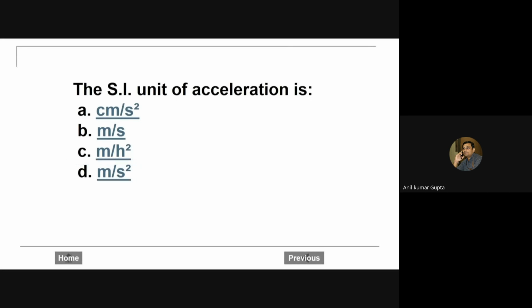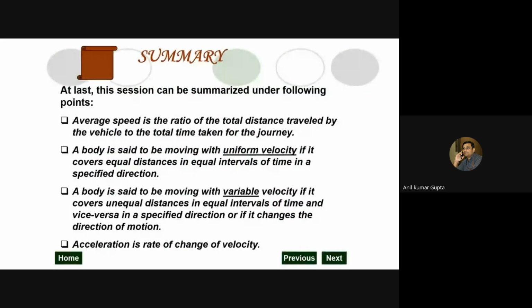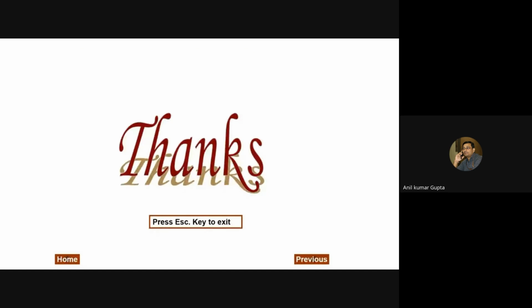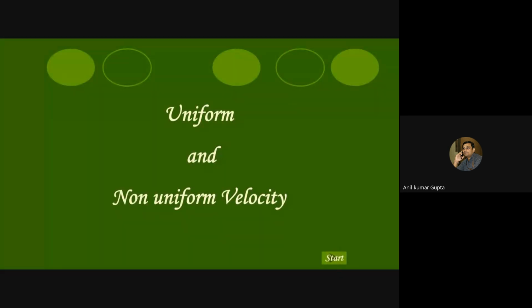Say you have chosen B as the right answer. It will say that your answer is not correct, because this is the unit of acceleration. So your answer is not being reinforced. Now next. At the end, the whole chapter is summarized. The main points are highlighted in simple language, and at the end, thank you very much. It means you can either go to the previous slide or you can go to the home page. The home page was this, uniform and non-uniform velocity.